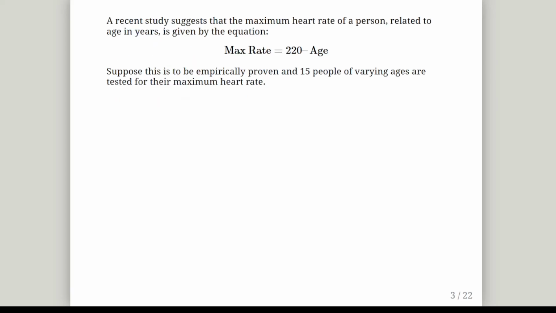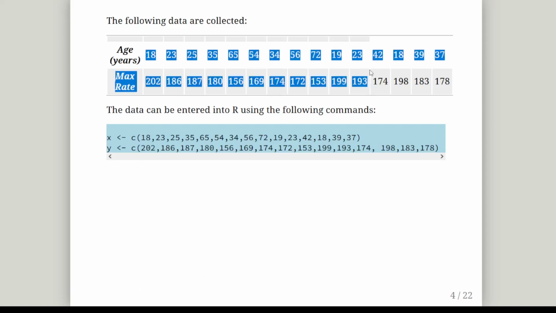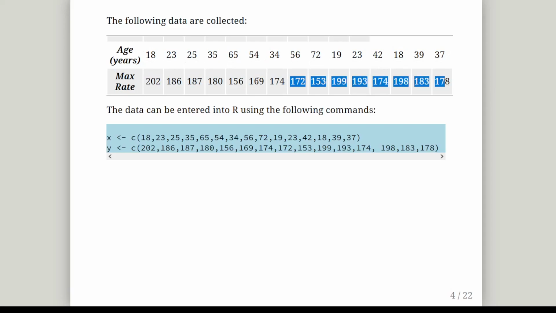So the question is as follows. A recent study suggests that the maximum heart rate of a person related to age in years is given by the following equation. So the max rate equals 220 minus age. Suppose this is to be empirically proven and 15 people of various ages are tested for their maximum heart rate. Okay, so this is the data that we collect. We have 15 people, we have their ages on the top, and the maximum rate down here.